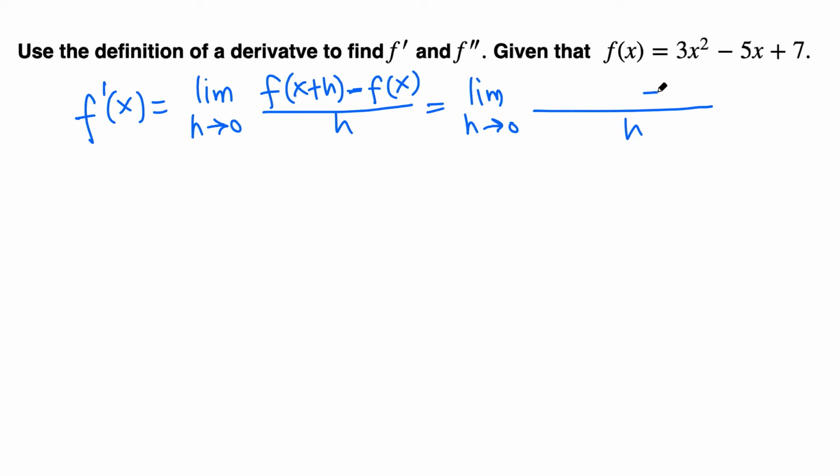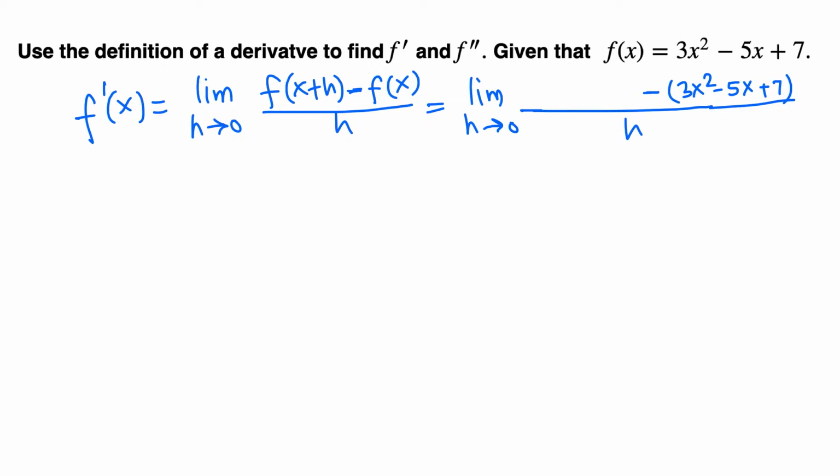So I'm going to put minus here, and f of x, the second term, which is the whole function, 3x squared minus 5x plus 7, and this minus means negative 1. We need to distribute in a moment. Now we need to figure out f of x plus h.